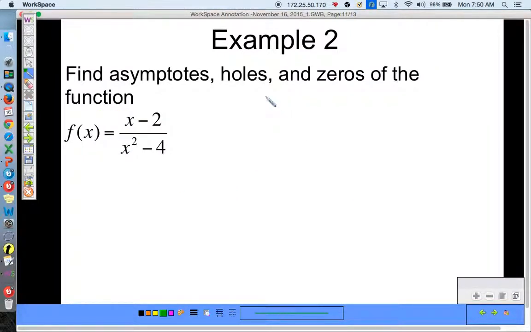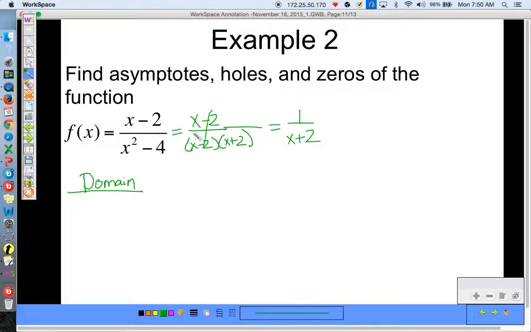So this last one we're going to do the same thing, except this one we can factor. So x minus 2, difference of squares. It would reduce down to 1 over x plus 2. So to start with, we're going to take a look at everything. Our domain, we look at this factored form, so it's all reals, but x can't be 2, x can't be negative 2. A term reduced out, so there's a hole at x equals 2.